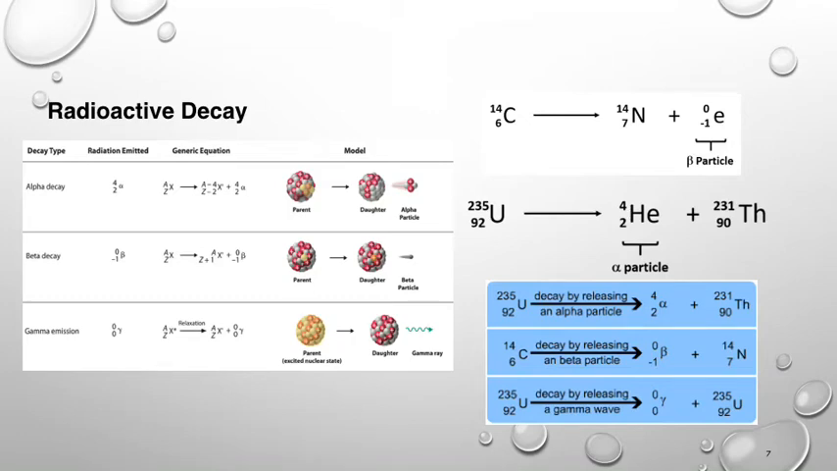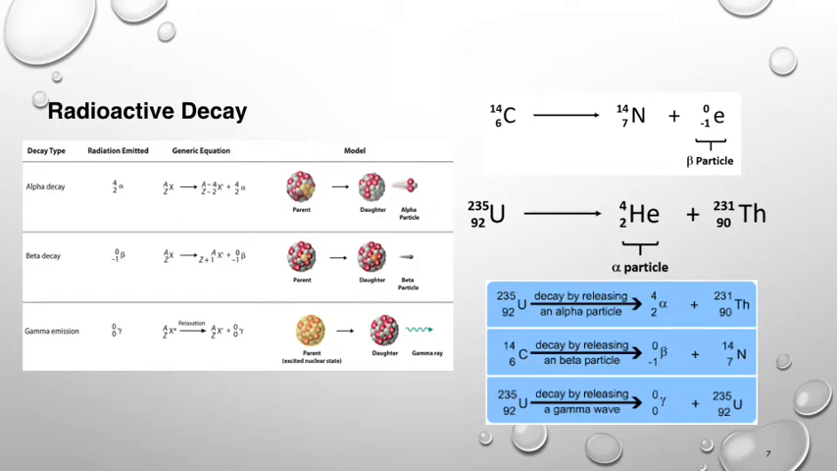So there's a balance. Now the atomic numbers. Atomic number of carbon is 6. But the atomic number of the nitrogen that was formed is 7. Now, if we subtract the atomic number of the electron, the beta particle that was formed, if we do 7 minus 1, we still get our 6 back, which balances what we have on the reactant side.